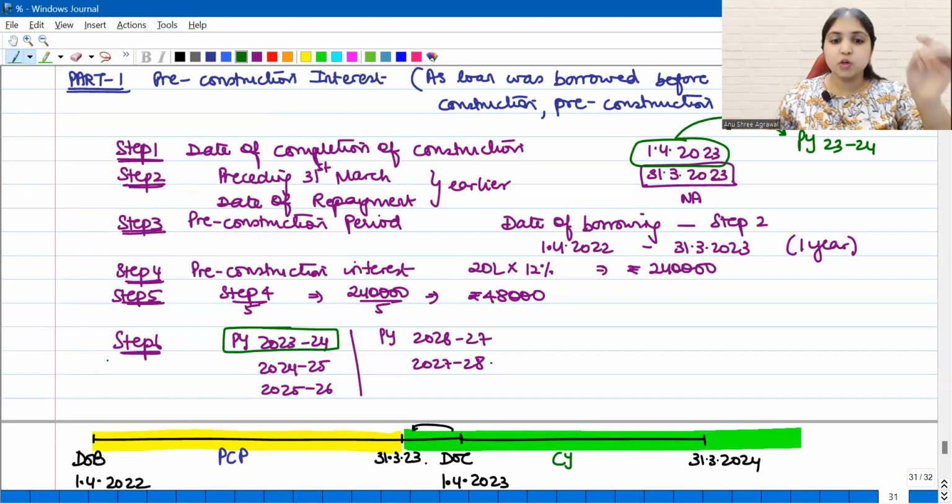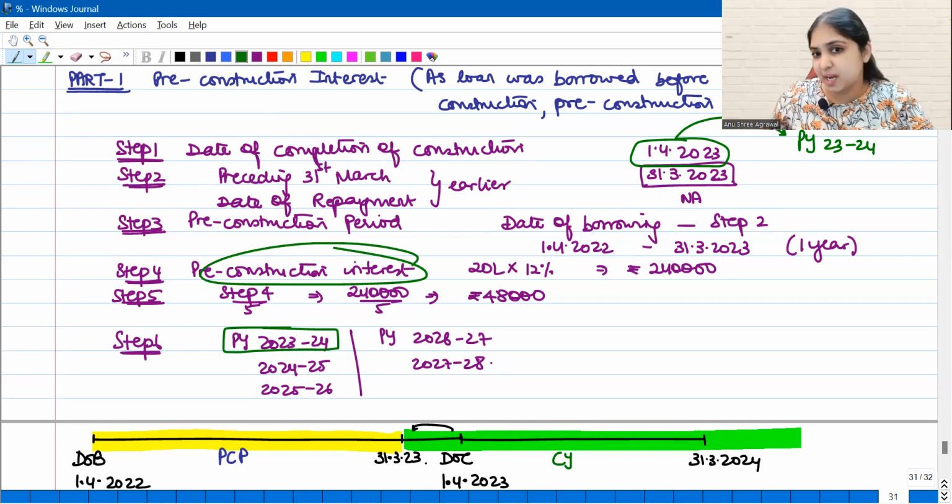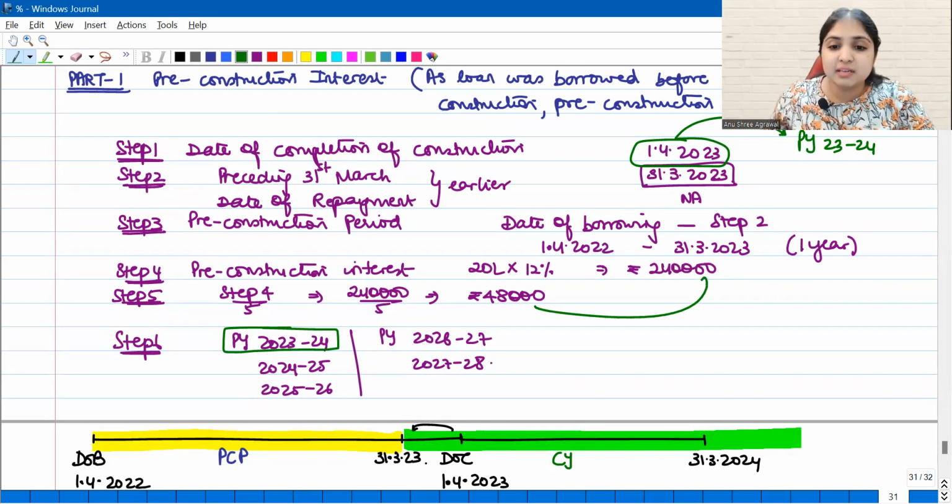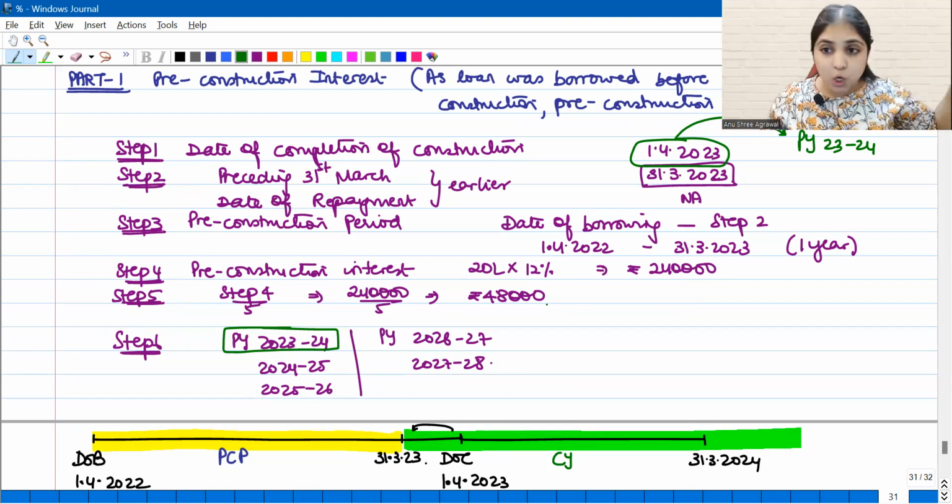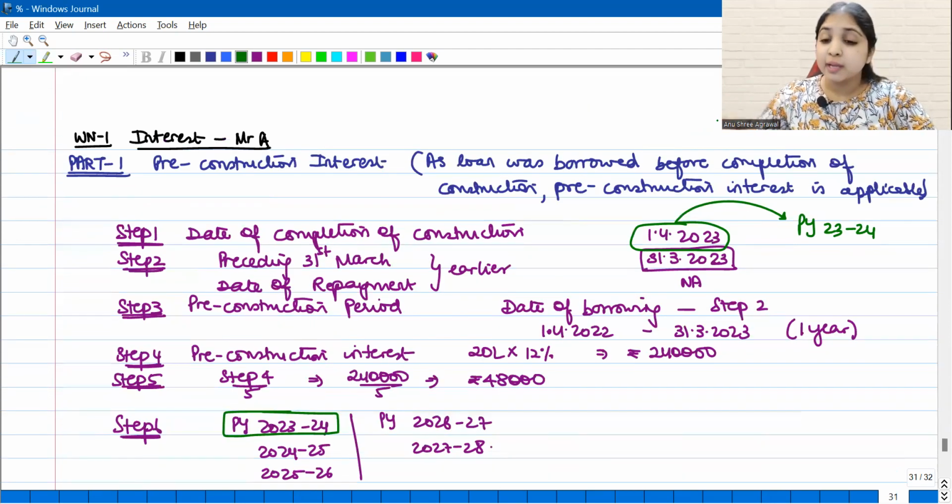Same 6 steps I followed. Step 1 was date of completion of construction. Step 2 was preceding 31st March or date of repayment, whichever is earlier. Step 3 is the pre-construction period, which starts on the date of borrowing and ends on the step 2 date. For this period, the interest will be pre-construction interest. That interest divided by 5 will be allowed across 5 years, starting from the year in which we completed the construction. Okay, so this was part 1 under working note 1, pre-construction interest.